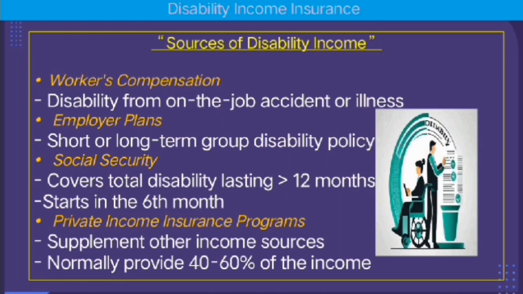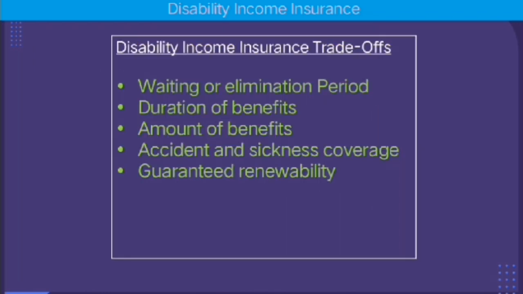So next is the disability income insurance trade-offs. So first is the waiting or elimination period. So this is the time you have to wait after becoming disabled before you start getting paid benefits. So a longer waiting period means cheaper premiums but leaves you without money for a while. Let's say for example, if your policy has a 90 days waiting period. So you have to wait 90 days before the payments begin after your disability starts.